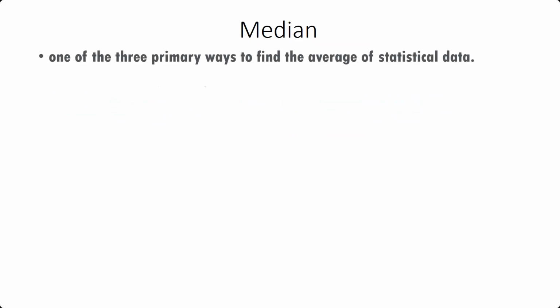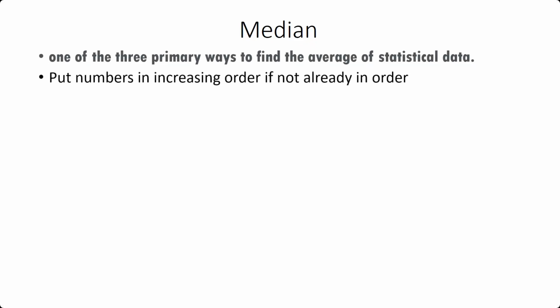Median: the M and the D, middle, the middle value. It's one of the 3 primary ways to find the average of statistical data. The median is the middle value, but you need to remember to put your numbers in order first. On a test, I know you know how to put numbers in order, and I'm not going to leave them out of order.